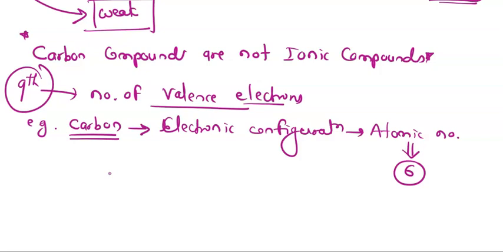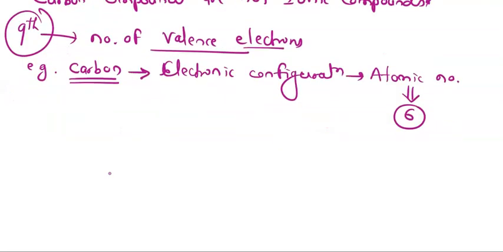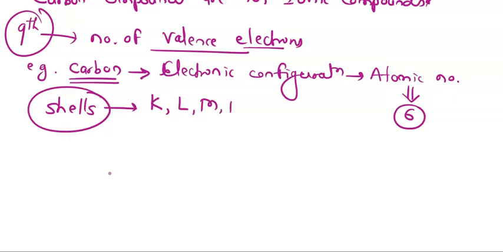So what would be the distribution of electrons in various shells of carbon? Shells are a new topic. In one of my earlier videos I told about the shells. There are 4 shells: K, L, M and N, and we have to distribute the electrons in these shells according to their capacity.